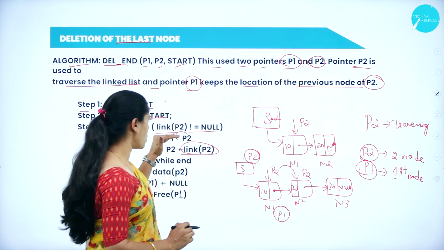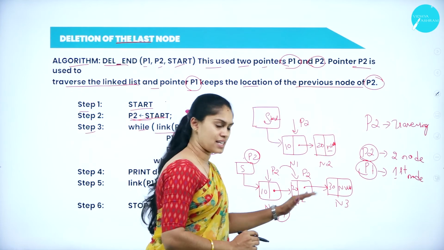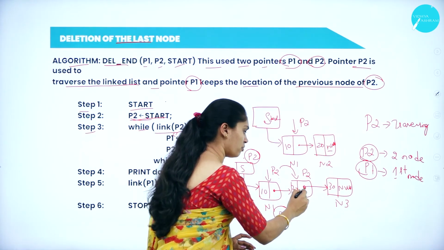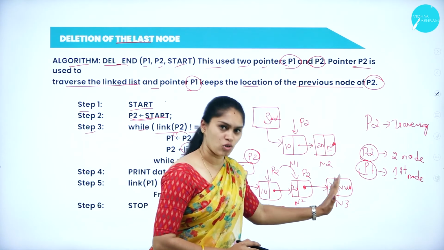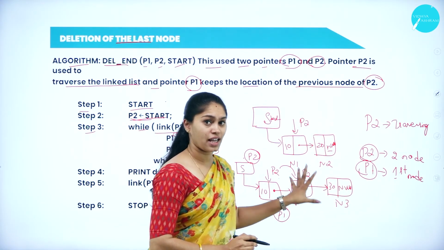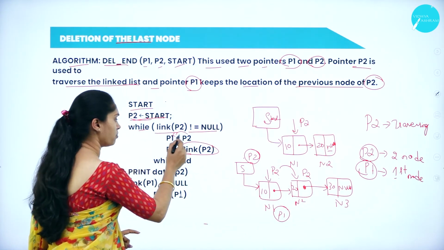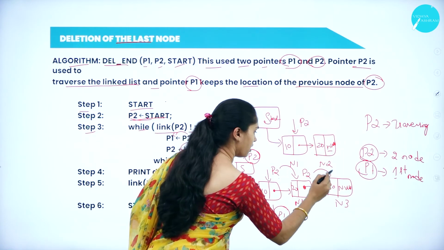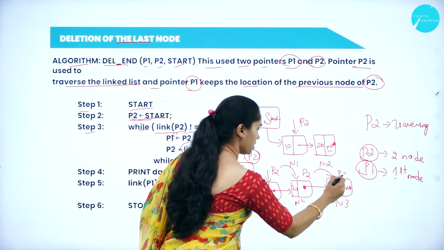Again it will going to be checked here, link of P2 is not equal to null. So here I will check link of P2. What is the link of P2 right now? That is link of N2, that is pointing to the node 3. That means it is not equal to null. If it is not equal to null, then P2 will going to be P1. This P2 comes here. As of now, this will become my P1, and P2 will be this one.